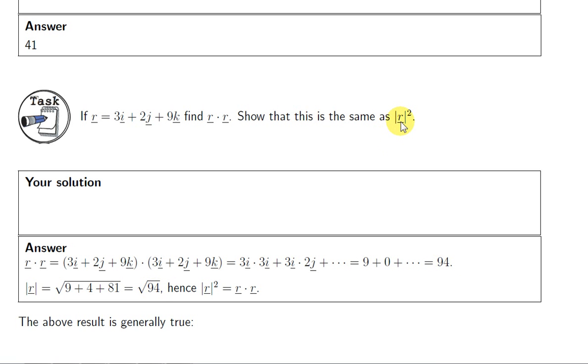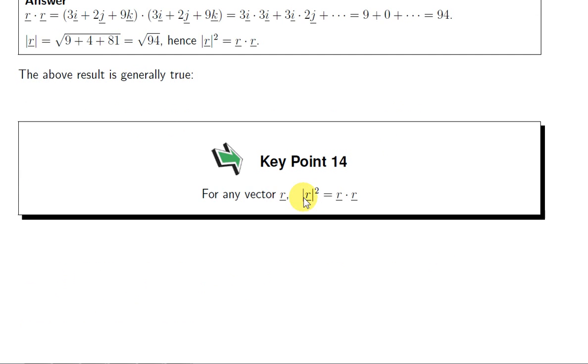Now we want to show that this is the same as the modulus of r squared. Well, to get the modulus of r, we use Pythagoras' theorem. We square the three components, sum them, and take the square root. And we can see that if we square the modulus, we get 94, the same as r dot r. So here's the summary of that result. The square of the modulus of a vector is the dot product of the vector with itself. So this is like projecting a vector onto itself. Get the projection of r onto r. Well, the length of that projection is just the modulus of r, and then we multiply by the modulus of r, the other vector, and of course we get this.